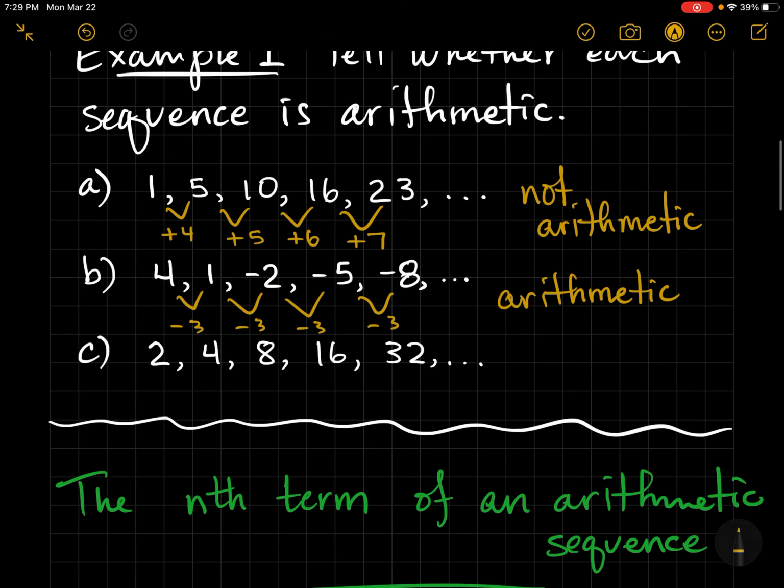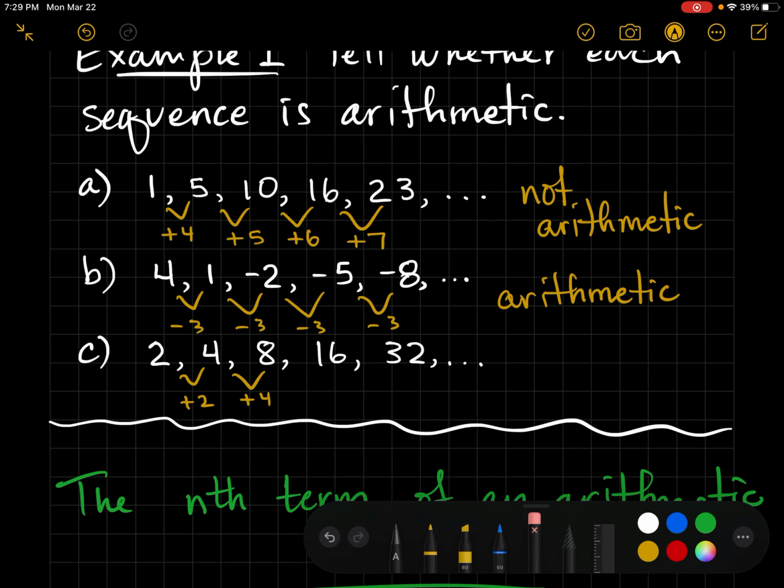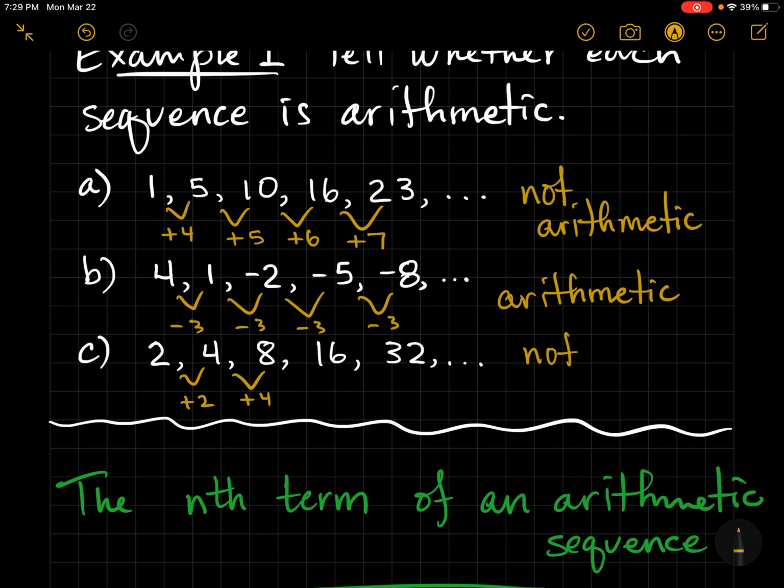Alrighty, let's see here. We're going up by 2, up by 4, up by 8. Definitely not common. This is not arithmetic. But what we're going to find in our next lesson is that this is geometric. We multiply by 2 each time. And that's going to make this what we call a geometric sequence.